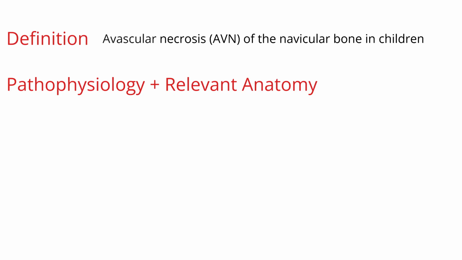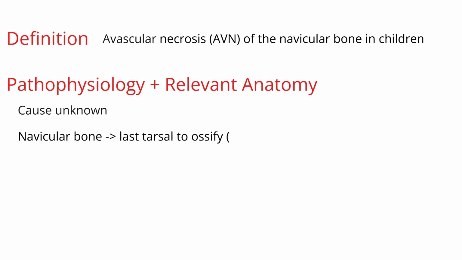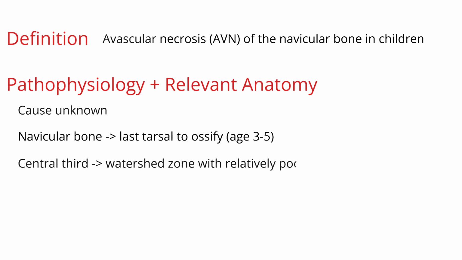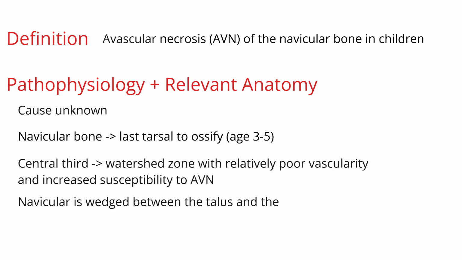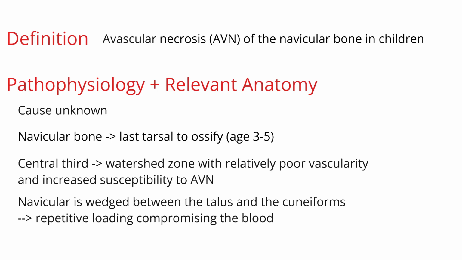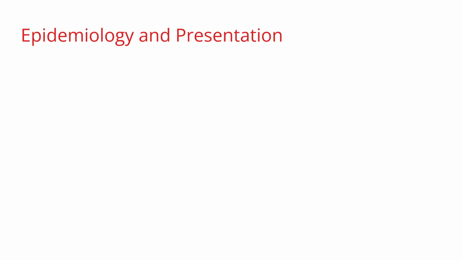The exact cause is not known, but we understand the anatomy and biomechanics to explain why the navicular is vulnerable. It's the last tarsal bone to ossify, typically around age 3 to 5, and the central third is a watershed zone with relatively poor vascularity and an increased susceptibility to avascular necrosis. The navicular is wedged between the talus posteriorly and the cuneiforms anteriorly, with this repetitive loading during early walking years potentially compromising its blood supply.